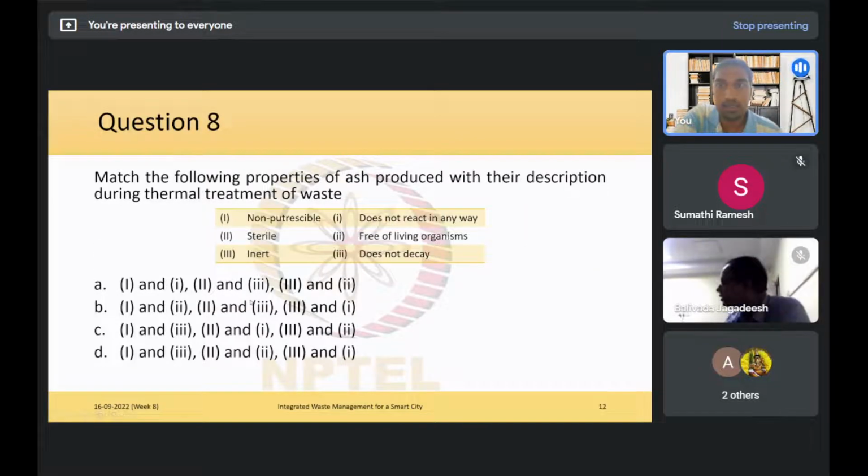Question 8 is, match the following properties of the ash produced with their description during the thermal treatment of the waste. We have different properties that are desirable for us: non-putrescible, sterile, and inert. Some descriptions are given, so we need to match what each property means to the description. What do we mean by non-putrescible? What do we mean by sterile and inert?